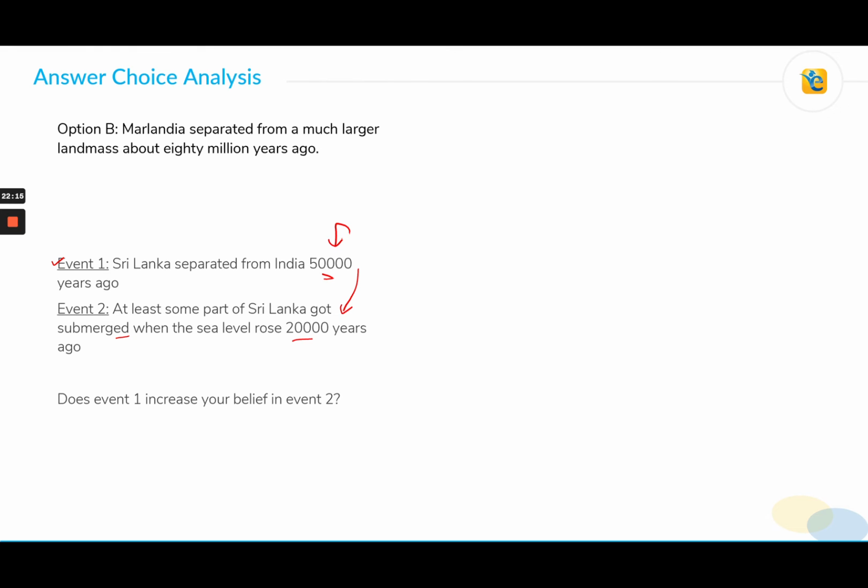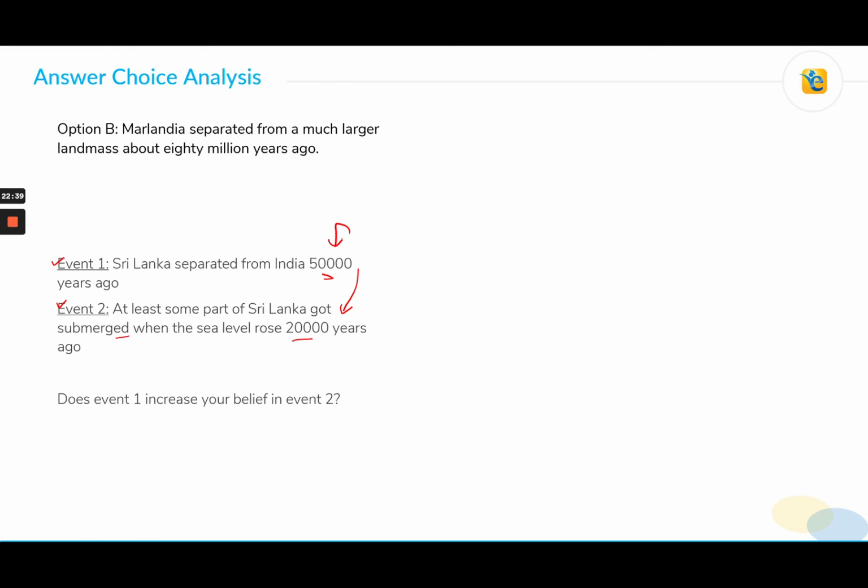Here's a question for you. Does event 1 at any level increase your belief in event 2? Does the fact that Sri Lanka separated from the Indian subcontinent 50,000 years ago in any way make you believe more in the conclusion that at least some portion of Sri Lanka may have escaped getting submerged when the sea level rose 20,000 years ago?